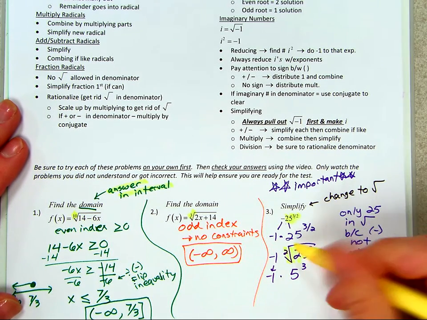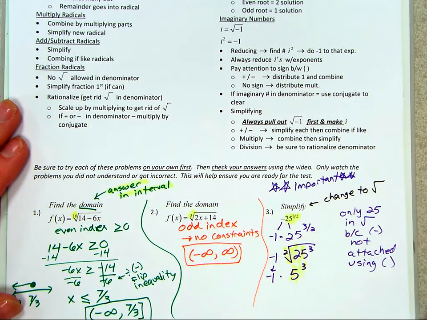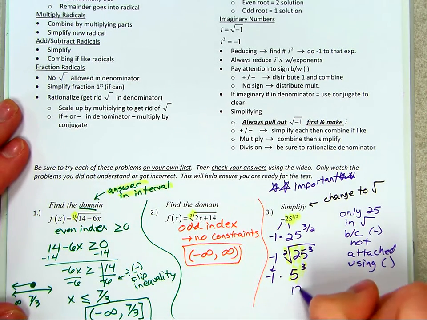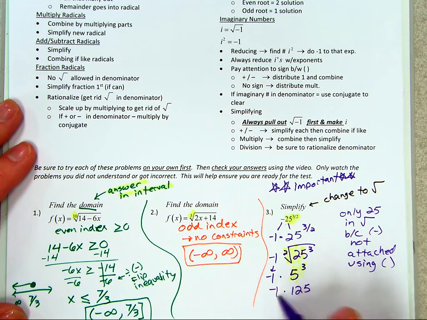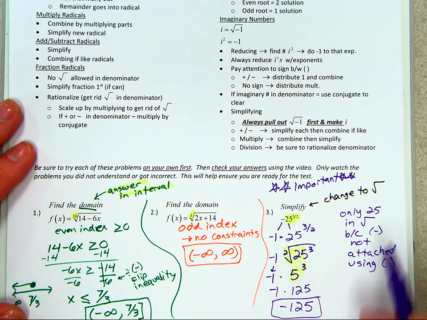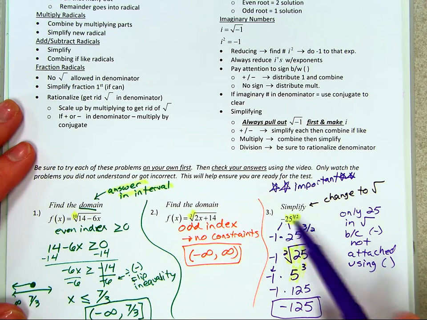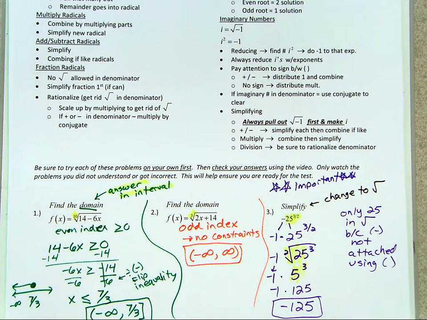We still have the negative 1 out front. Order of operations should tell you to do the exponent. So 5 to the 3rd is 125, and then you multiply that by negative 1 to get negative 125 as your answer. The only time the negative would go on the inside is if there were parentheses with the negative around it. All right, so let's go ahead and look at the next page.